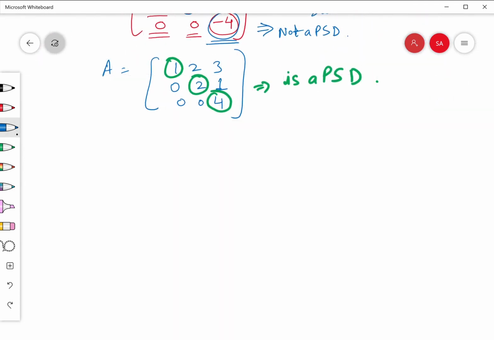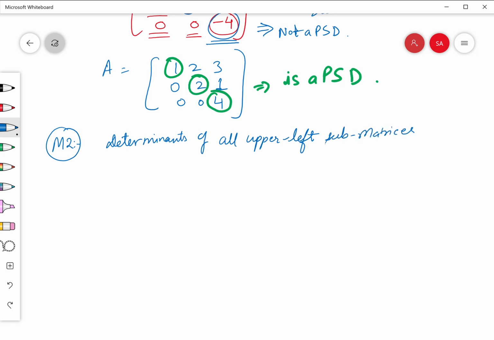There is another method, method 2. If you take the determinants of all upper left sub matrices, and if the determinants are greater than or equal to 0, then you can say the matrix is positive semi-definite. Let me write it: the determinants of all upper left sub matrices are greater than or equal to 0, then the matrix is PSD.